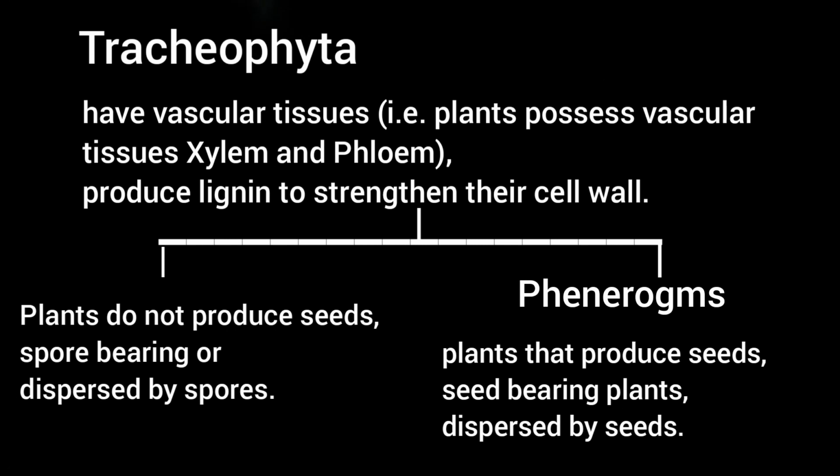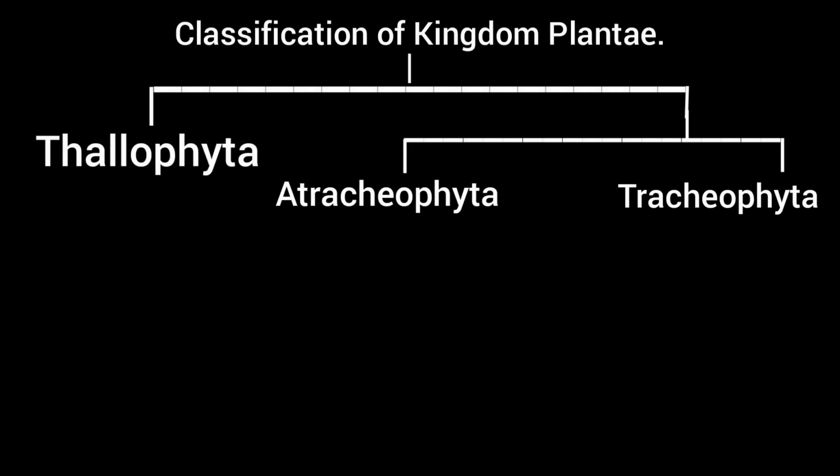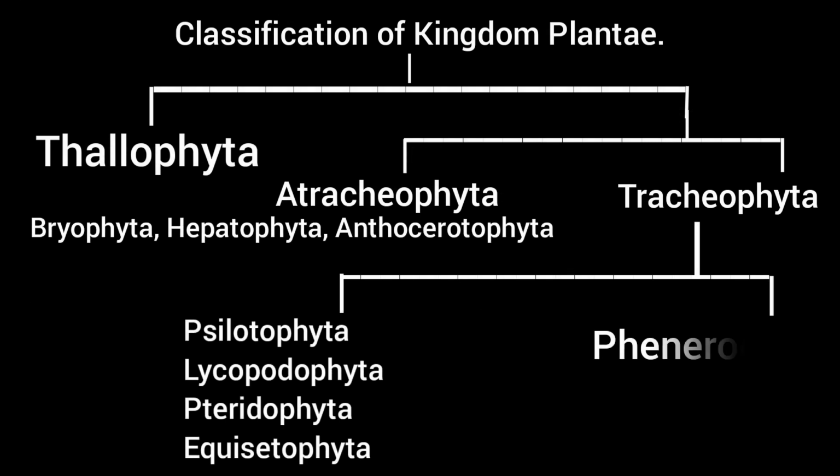Tracheophyta has two divisions. In the first, plants do not produce seeds; they are spore-bearing, or dispersed by spores. The second division is phanerogams, which includes plants that produce seeds, seed-bearing plants, dispersed by seeds.